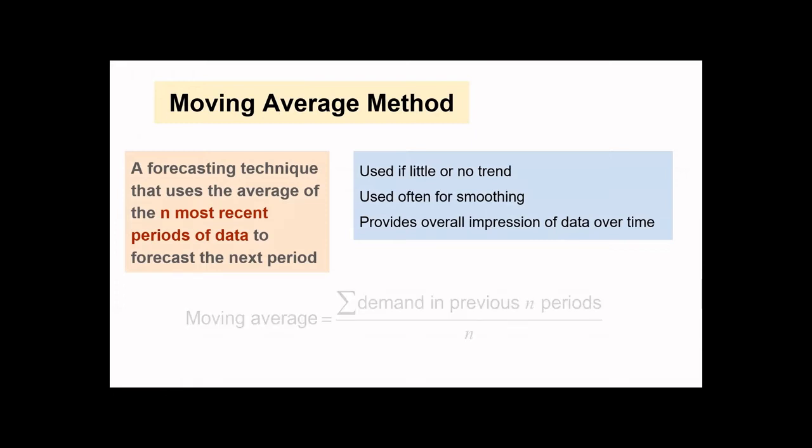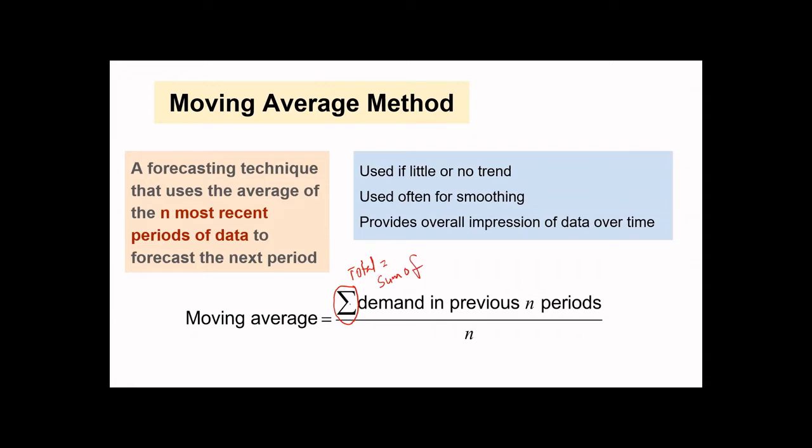The formula is this: moving average is the sum of demand. So you know this symbol, right? This is sum. Sigma. Okay, total, sum of. So the total sigma of demand in the previous n periods divided by n. Very simple, straightforward. This is the moving average.